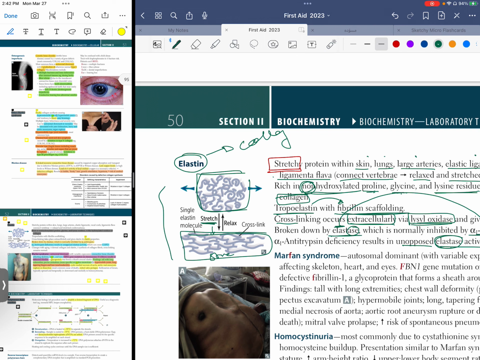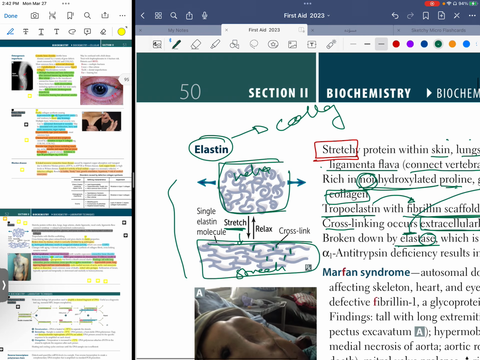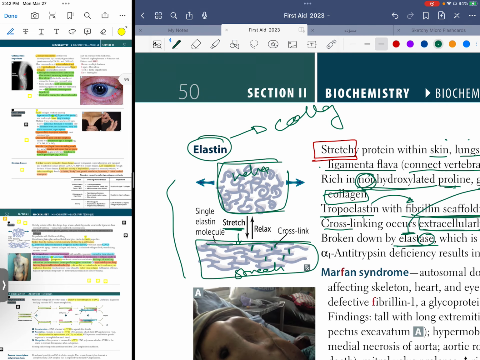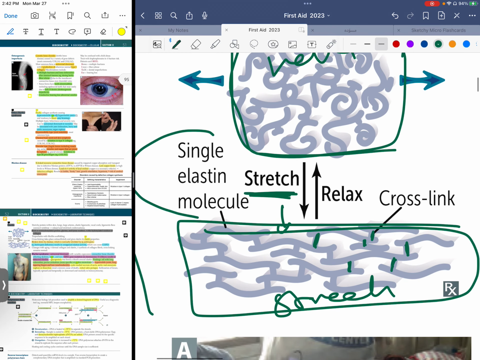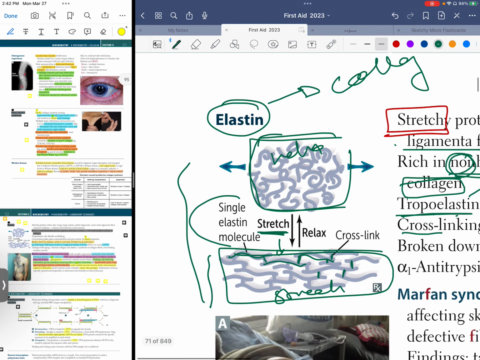Okay, so this is the stretch state, this is the relaxed state. And there, as we can see, there's a cross-linking between each one of those elastins. This is a single elastin molecule. There's another one, there's a third one, and there is the cross-linking. This is the stretched phase, this is the relaxed phase, as we said.